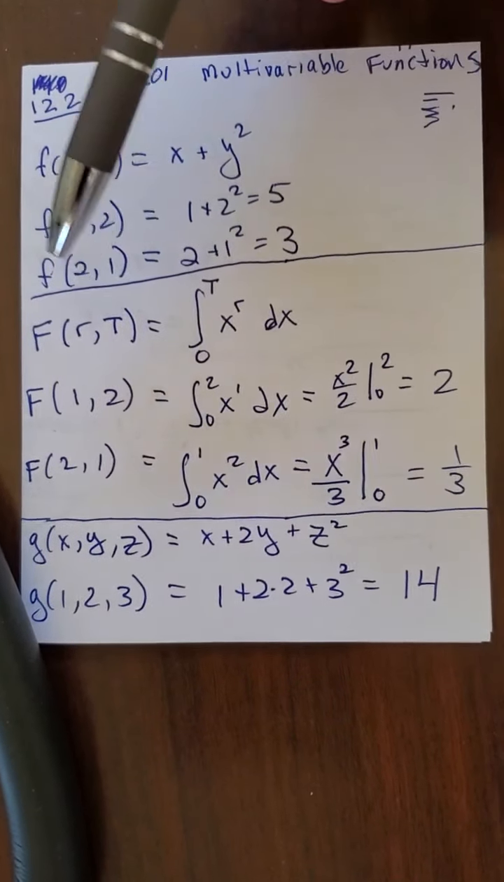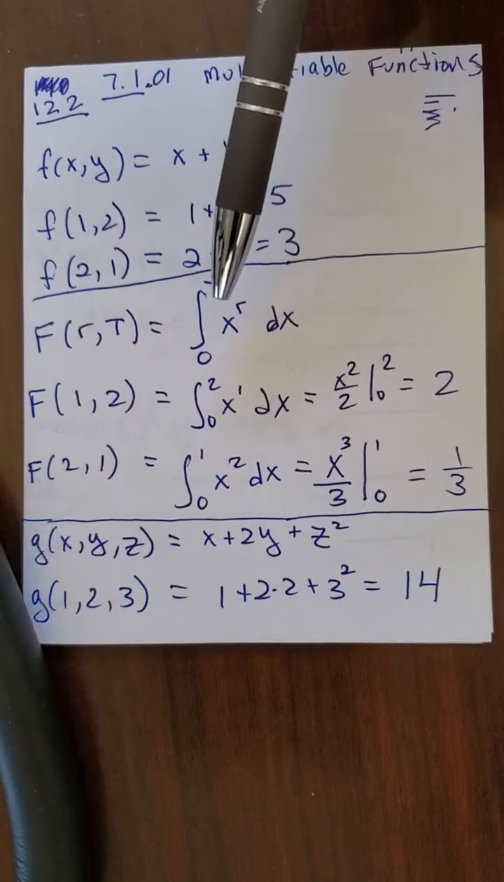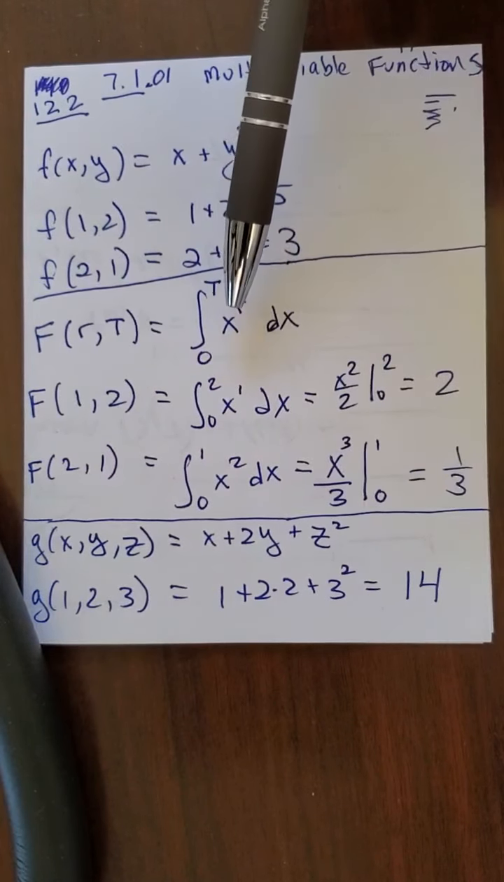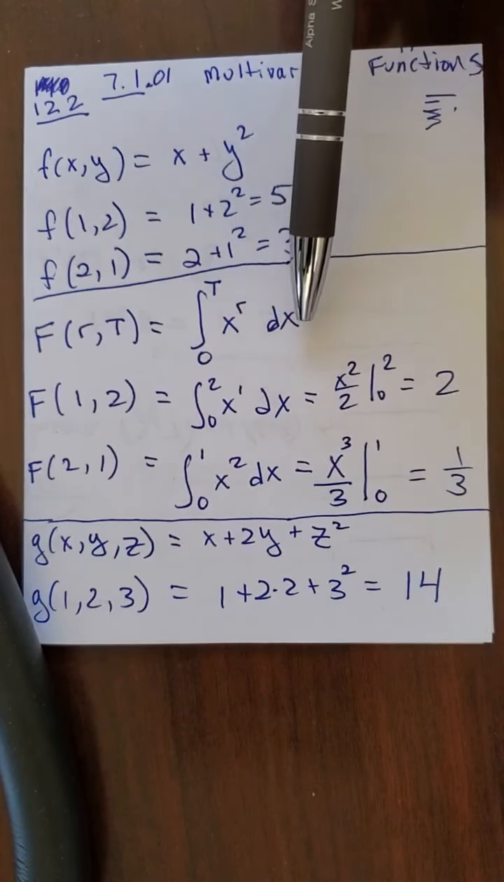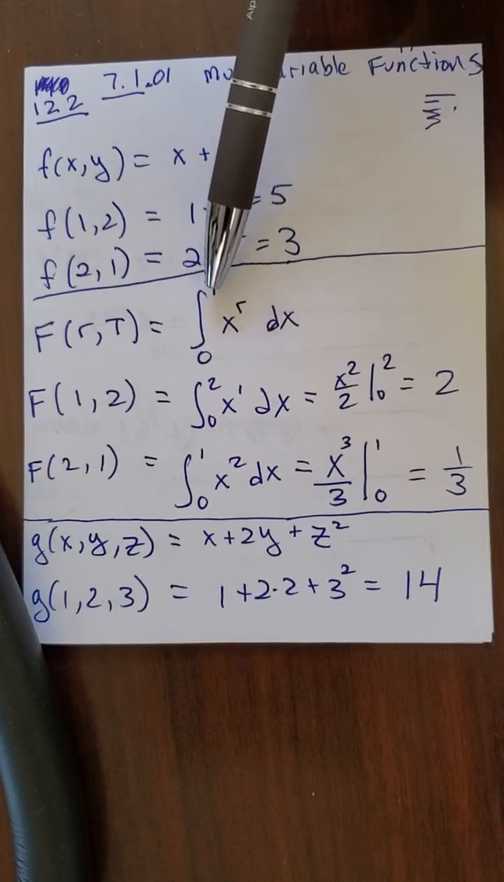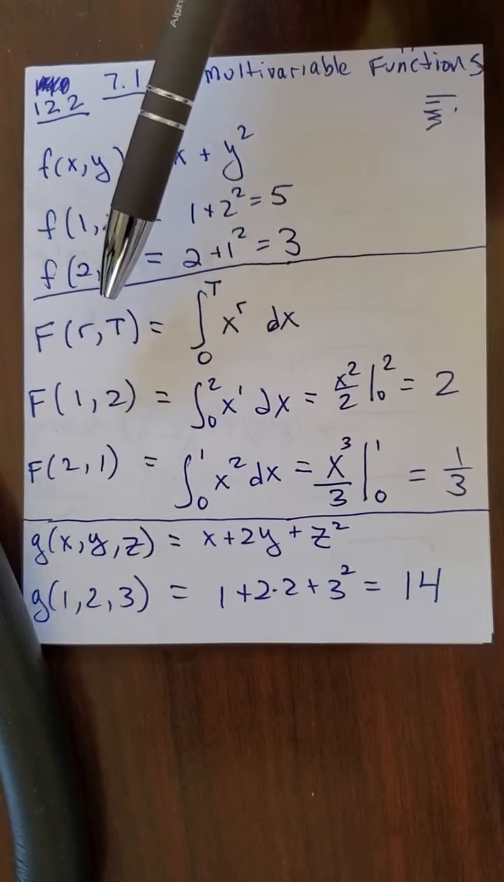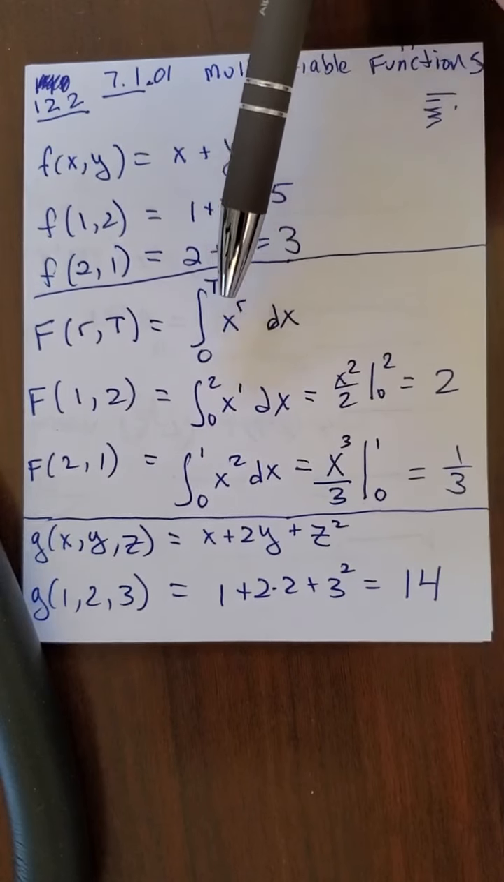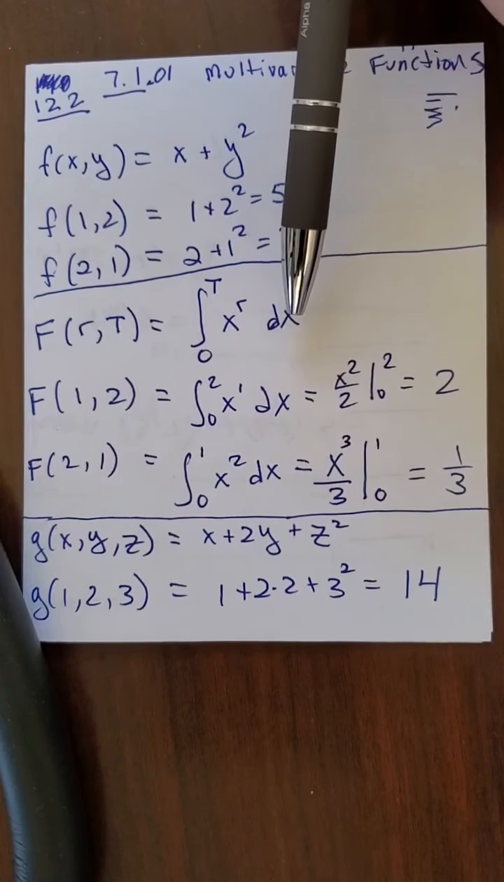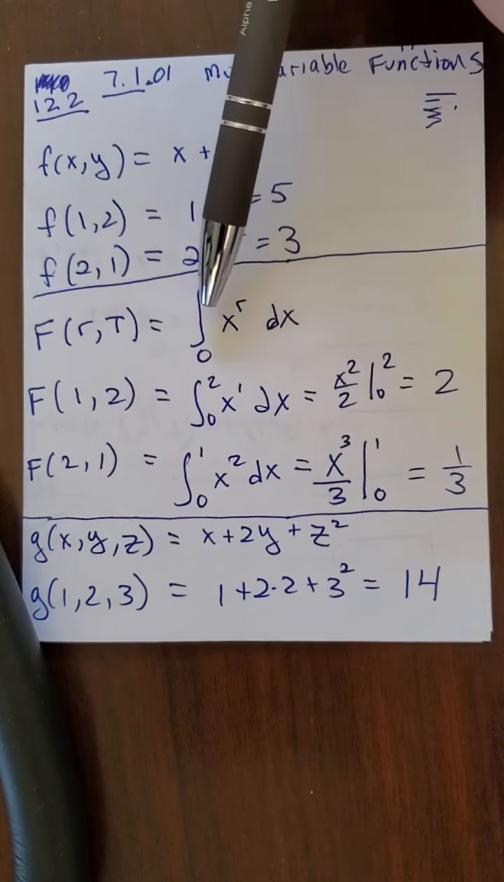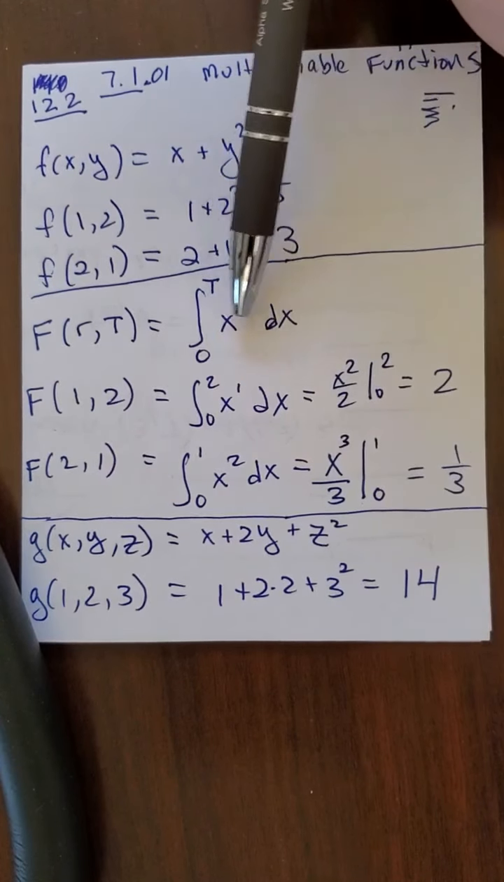Let's look at this next function. This next function is kind of interesting, where we have an integral from 0 to t of x to the r power dx. Now I don't know what power it is. I don't know how high t is. But the value of this integral, now this is a definite integral, which means ultimately it's just going to equal a number. It's not going to equal some function. It's going to equal a number.